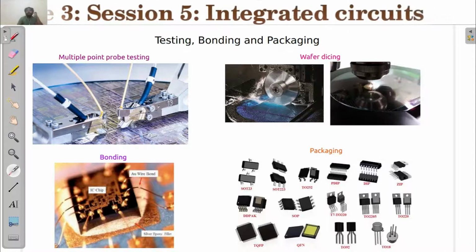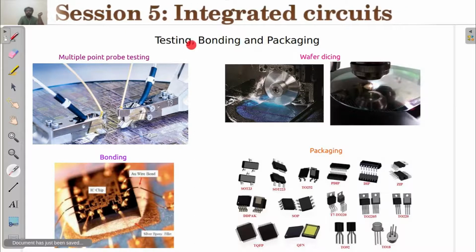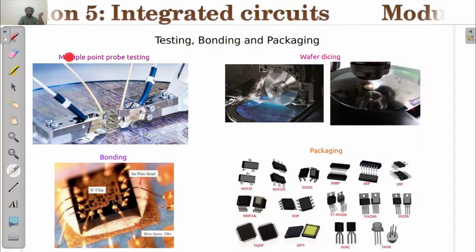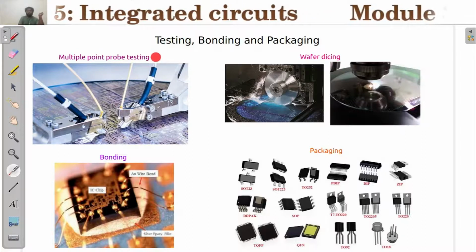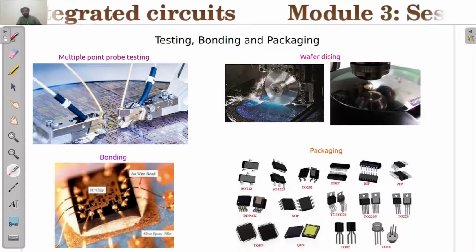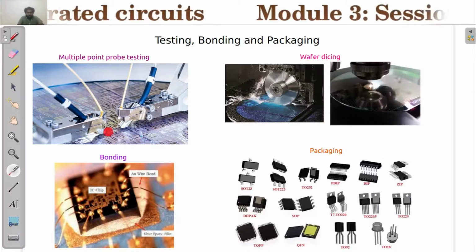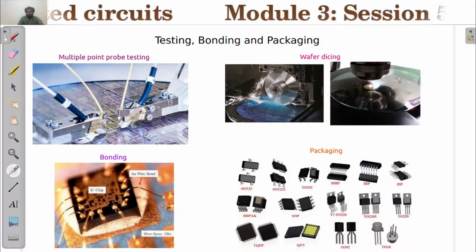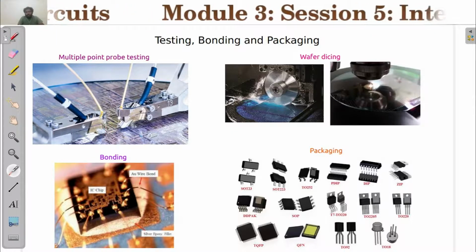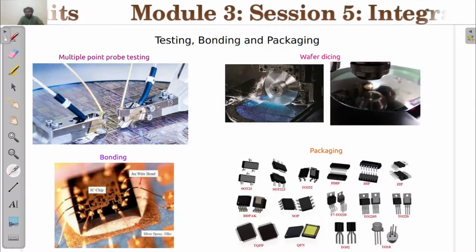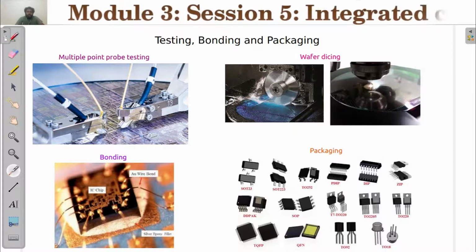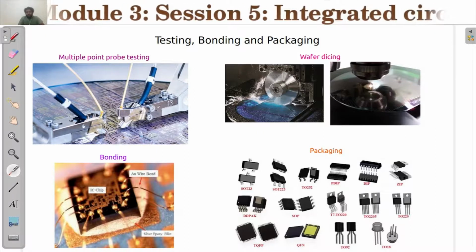Okay. And the testing, bonding, packaging stage starts with testing, and it is done using a technique called multiple point probe testing, where you can see in the picture there are probes used to probe between two or multiple points on a wafer. So each individual die on the wafer will be tested at different points, whether resistance checks or voltage checks, whatever it is, it will be done.